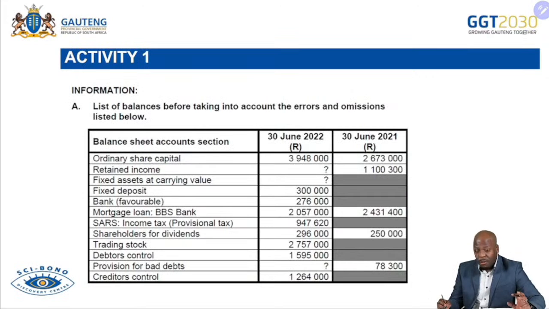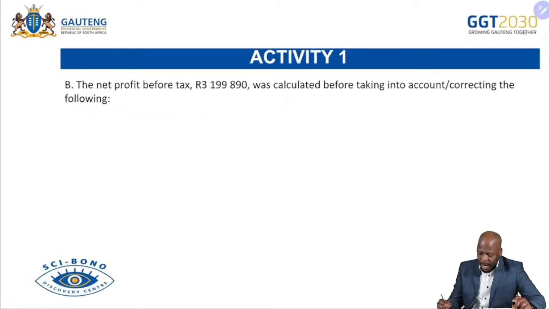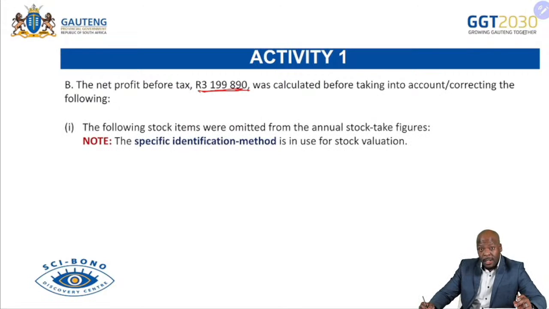We are given the list of balances, that is before taking into account the errors and the omissions that were there. And then we were also provided with the net profit before tax of 3,199,890, as you can see here. And they are telling us that this was calculated before taking into account the correcting the following errors. Let us see the errors that were in the paper.